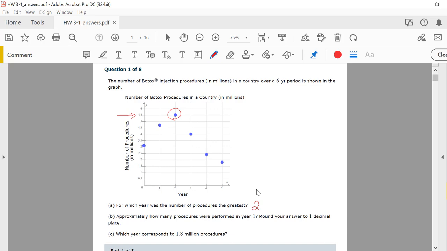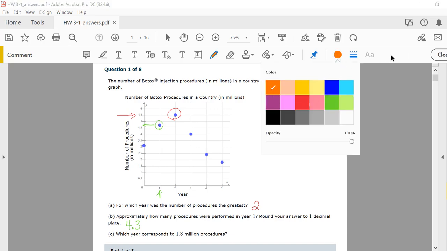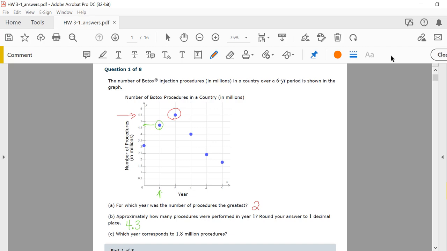Approximately how many procedures were performed in year 1? Round your answer to 1 decimal place. Okay, in year 1, here's year 1, here's the point, and I'm going to say that that's about 4.3 million. And part C, which year corresponds to 1.8 million procedures? Okay, 1.8 would be about, let's see, about here. So let's go find that point. It's right here. That would correspond to year 5.